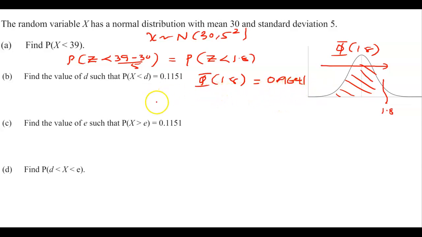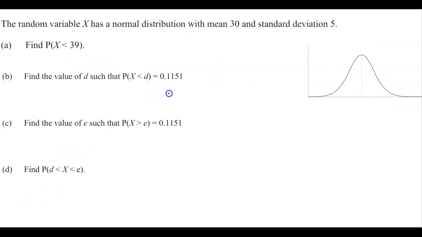All right. Now, the main reason for this video is this part B and part C, getting the inverse, getting the inverse normal. So let us go to part B. Now for this part B over here, they are saying that there is a value D such that the probability that x is less than D is equal to that probability.